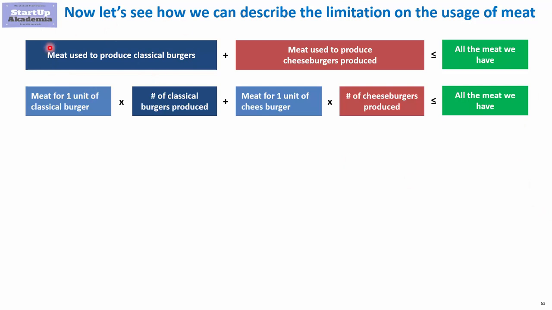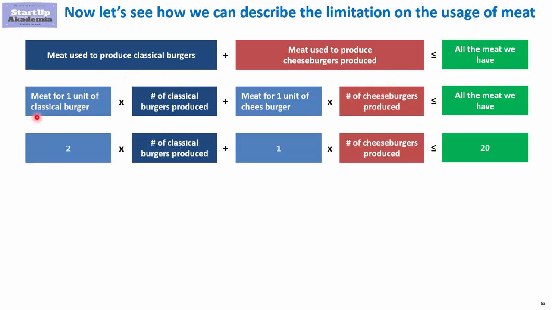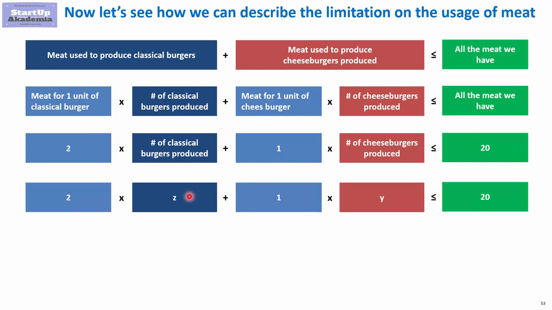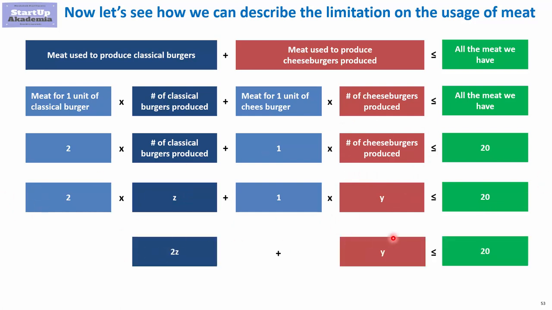Again, we estimate the usage of meat by looking at the usage per unit and having the number of classical burgers and the cheeseburgers. Then again, we take from the table that we use 2 units of meat for the classical burger and 1 unit of meat for the cheeseburger. All in all, we've got 20 units. Again, we replace the number of classical burgers with the Z and the number of cheeseburgers with Y. So we got this equation, and at the very end we simplify, so we get 2Z plus Y is smaller or equal to 20. And this will be the constraint that will define us the usage of meat.